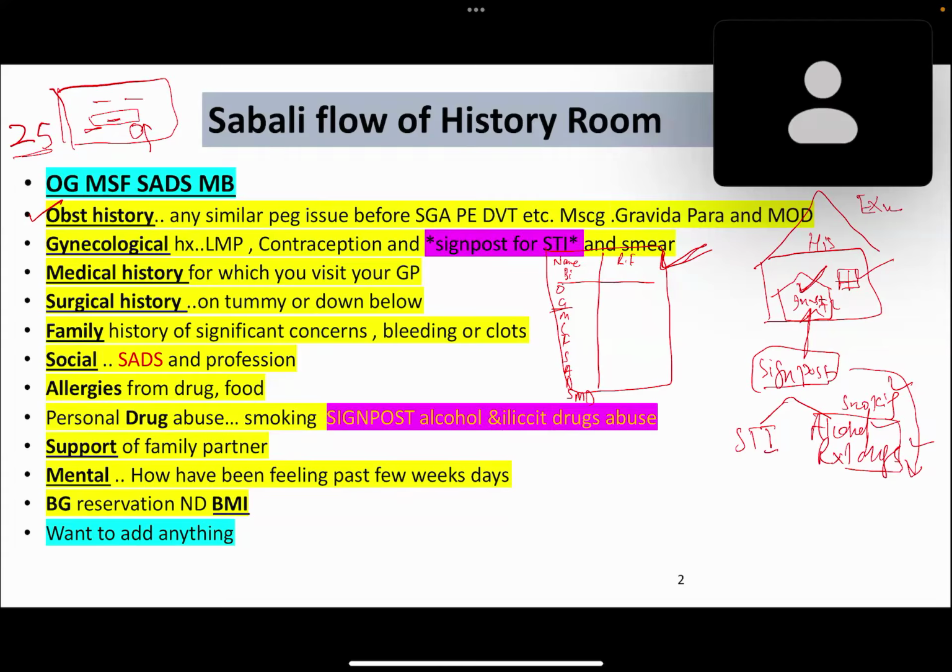So starting, it's not OG, starting is like HOPC. You know that. First of all, you ask the detail of presenting complaint, like if she has been pregnant, how is pregnancy, current pregnancy so far, and what are the complaints, ask about that. Then this is the systemic history.